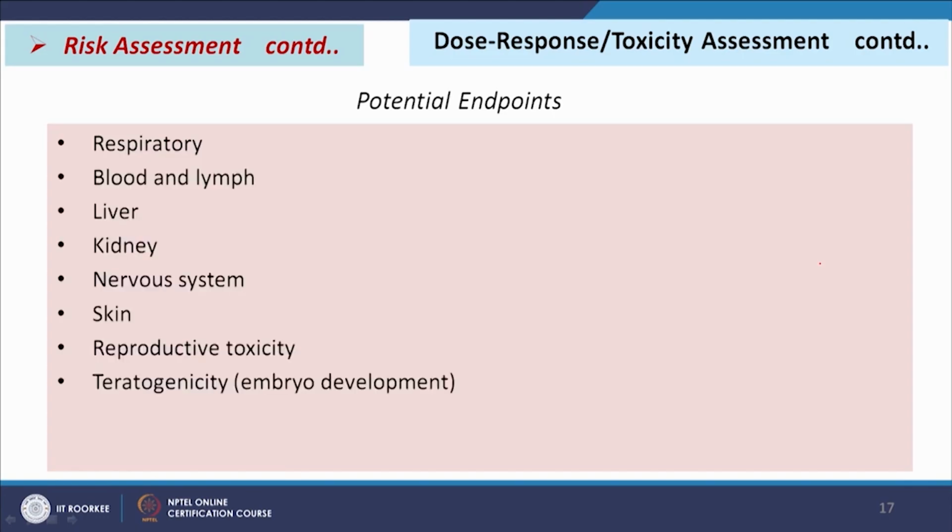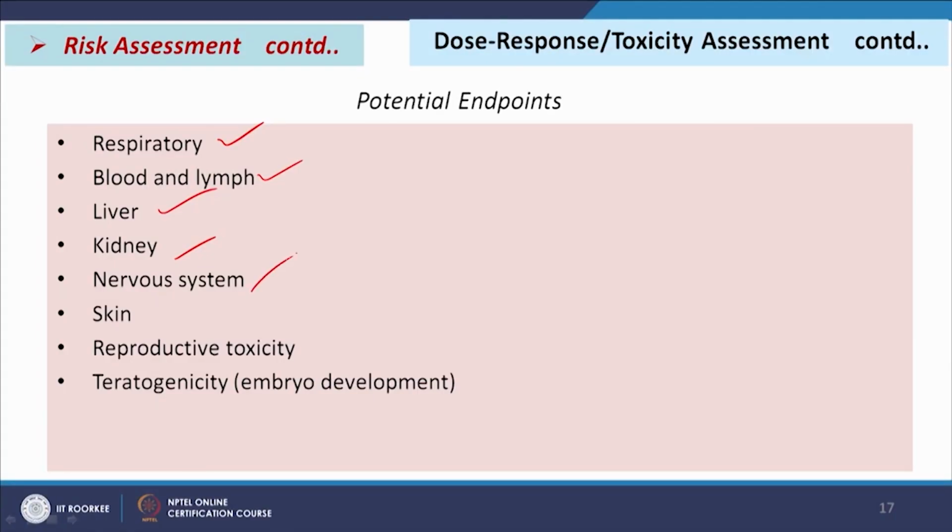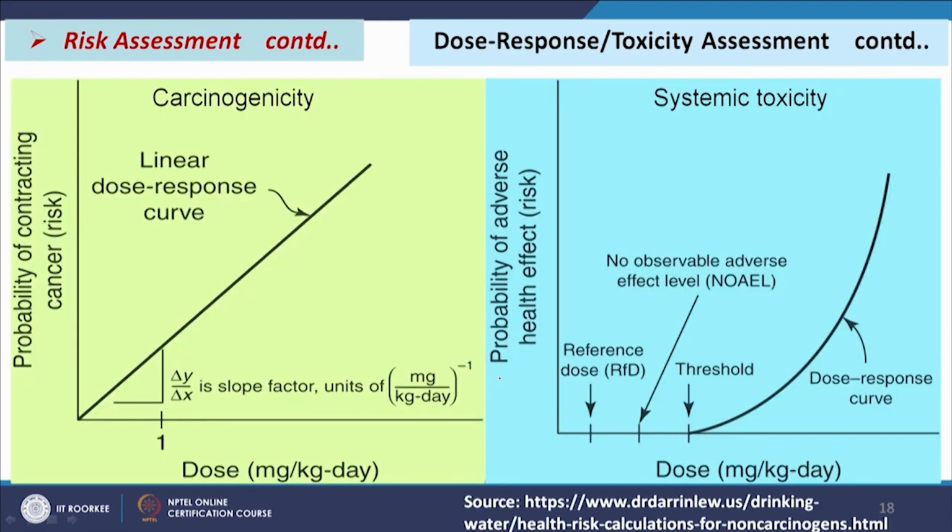When we do this toxicity assessment test, we try to understand the impact of the risk on the respiratory system, blood, lymph, liver, kidney, nervous system, skin, reproductive toxicity and teratogenicity. So, these are the different endpoints, or targets, on which we want to know the impacts.